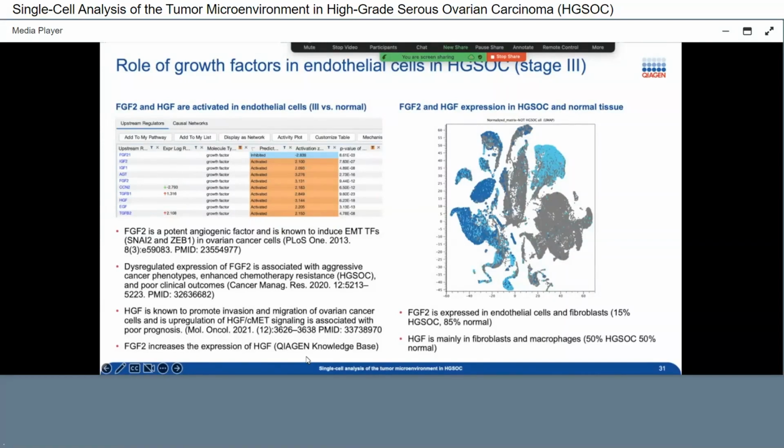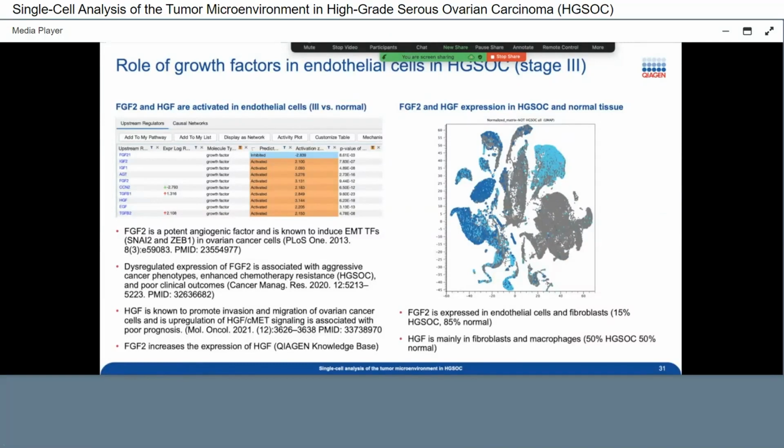If you dig a little bit into the information, you can use the GeneView, you have a lot of details and PubMed IDs and papers you can go through to query a lot of information. That's what I've done, basically staying in the IPA ecosystem. What you see is FGF2 is a very important angiogenic factor. It does actually induce EMT along with others, right, in ovarian cancer. It's known that if you dysregulate its expression, it's always associated with an aggressive cancer phenotype and enhanced chemotherapy resistance. Again, one of the main issues that we have in high-grade serous ovarian carcinoma is chemo resistance.